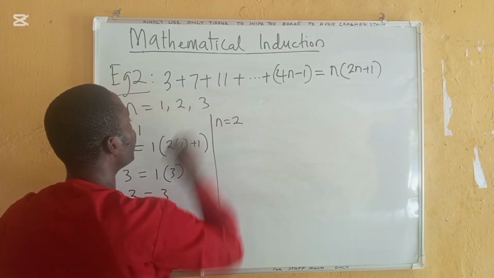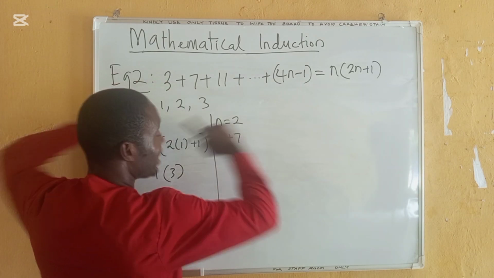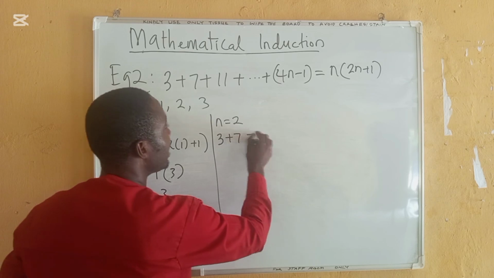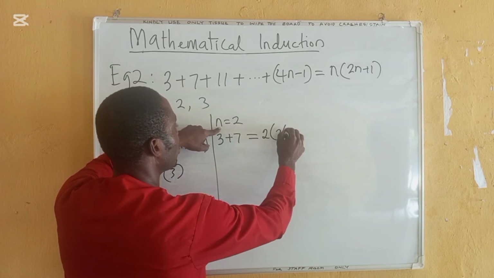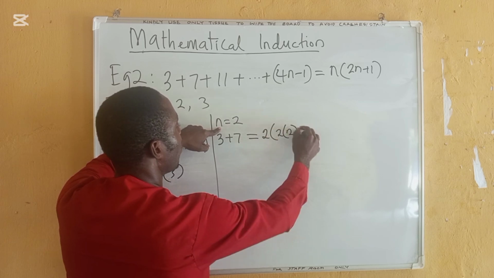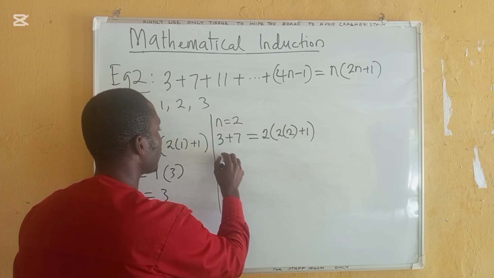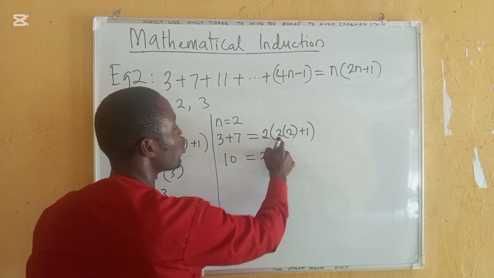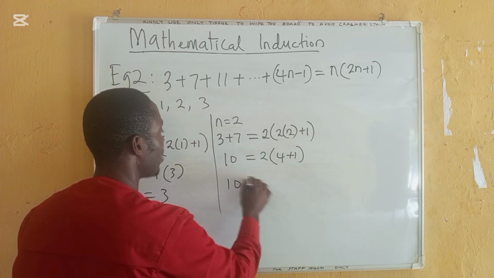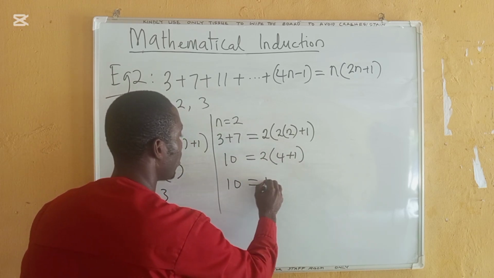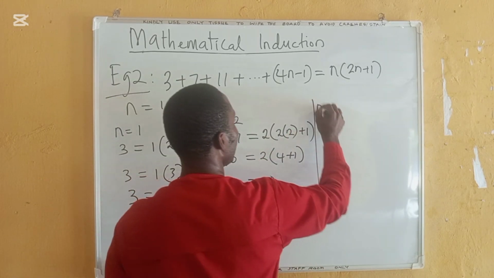Let's look at the next one. At n equal to 2, that means 3 plus 7, the two terms in consideration, is equal to, anywhere we see n, we put 2, so we have 2 into 2 multiplied by 2 plus 1. 3 plus 7 will give us 10, which is equal to 2 into, 2 times 2 will give us 4, plus 1, of course you know it's 5. So 10 is now equal to 2 times 5, that will give us 10. That has been satisfied.